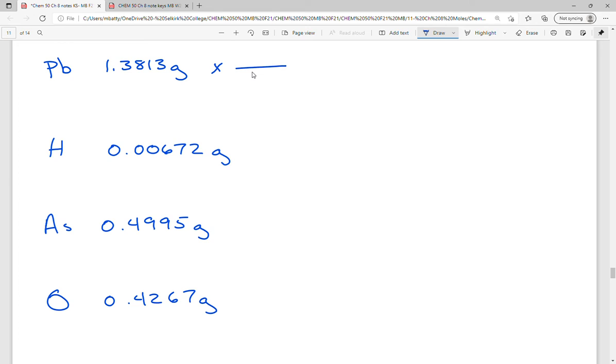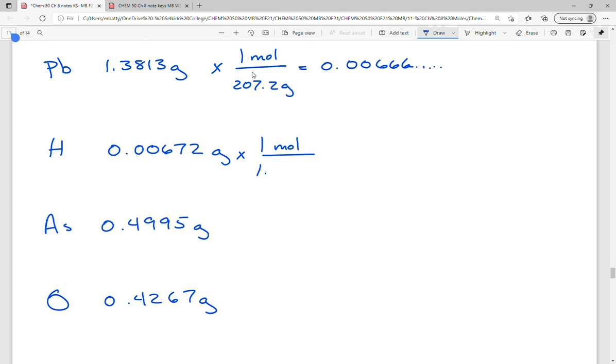So we're going to use the molar mass of each of these individual elements. So 1 mole of lead is 207.2 grams. That gives me 0.00666, big number. Same thing on all of these. We're using molar mass to figure out how many moles, because it is this fixed ratio of how many things interact. So it's a mole to mole ratio essentially, right?